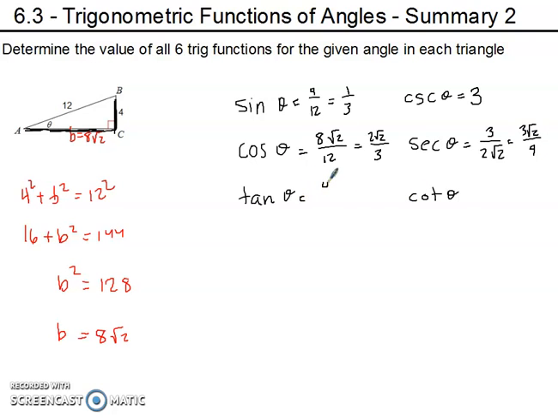Tangent is opposite, which is 4, over adjacent, which is 8 rad 2, which simplifies down to 1 over 2 rad 2, and cotangent would be the reciprocal, so 2 square root of 2 over 1, or just 2 square root of 2.